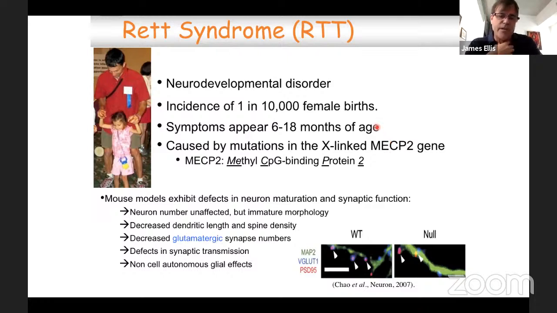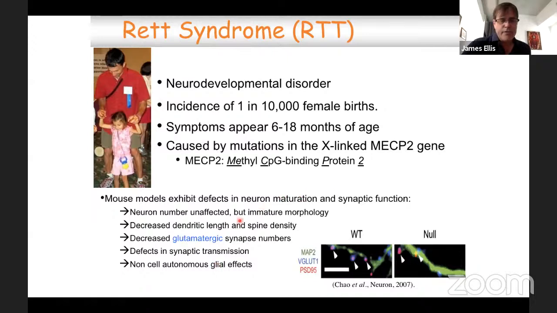Girls develop normally for a year or two, but then they regress and lose language and have a number of other serious phenotypes. MECP2 is methyl CpG binding protein 2, and its traditionally accepted role is as a transcriptional modulator, usually repressing genes, but it's actually been reported to activate genes by interacting with CREB.